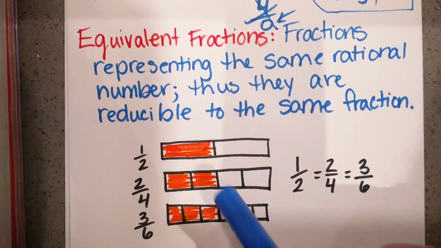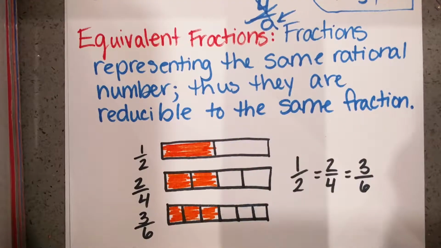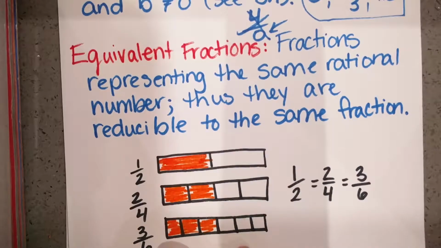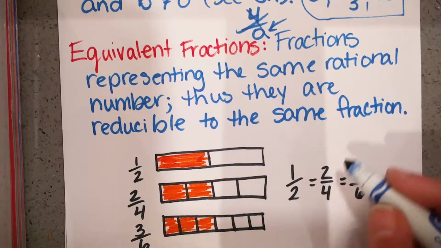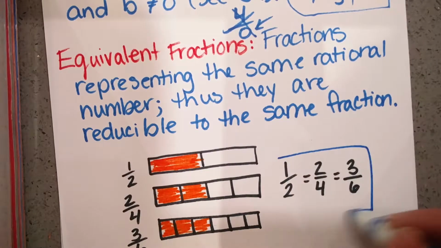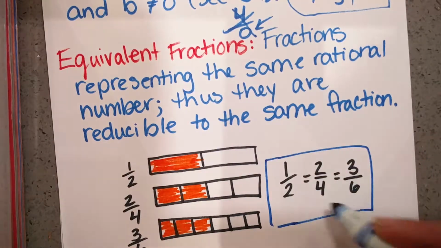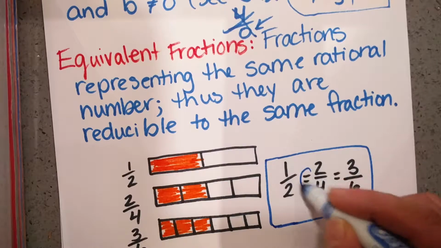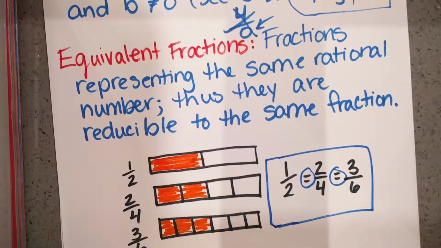So say I was eating a chocolate bar. If I have half a chocolate bar, I'm happy. If I have 2 out of 4 pieces of the same chocolate bar, I'd still be happy because it'd be the same amount. Or if I chopped it up into 6 pieces and had 3 of them, I'd be happy because it'd be the same amount and my buddy could have the other half. These fractions 1/2, 2 quarters, and 3/6 are all equivalent fractions, and you can see that because I put this nice little equal sign in between all of them.